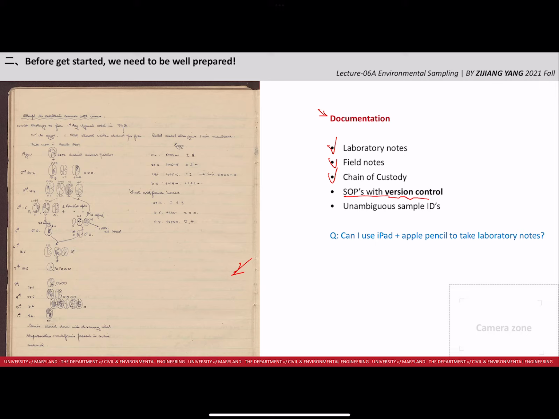Also, the unambiguous sample ID. We want to make sure the sample ID is readable and identifiable. According to my experience, sometimes I have a sample from many years ago, and now I'm going to re-measure that sample. Based on that sample ID, I cannot identify what it is, or where it comes from. So this is also important.